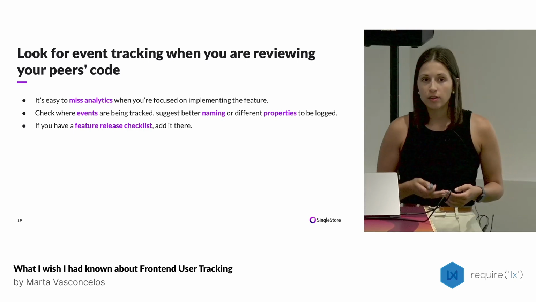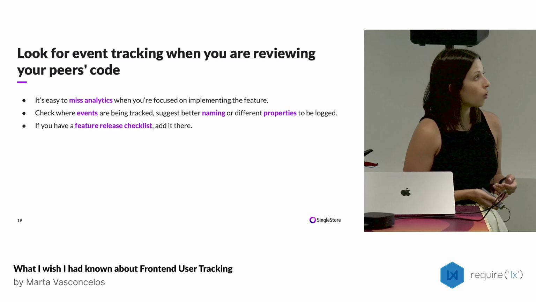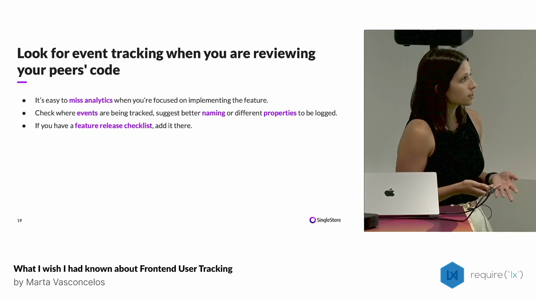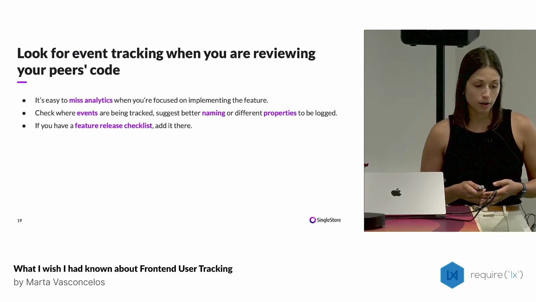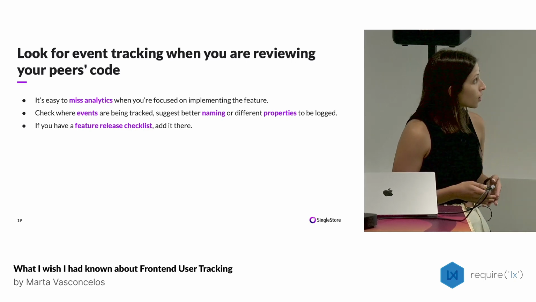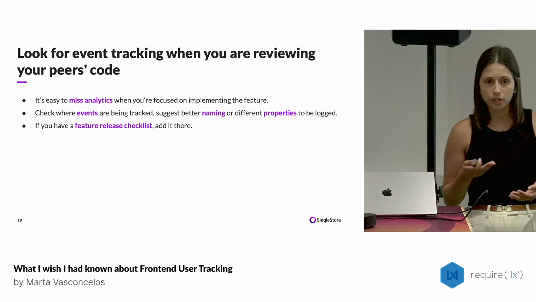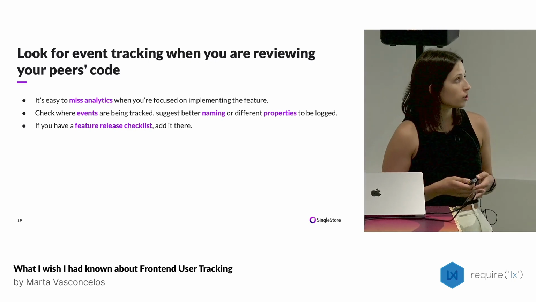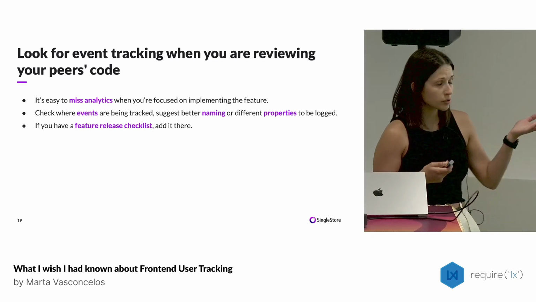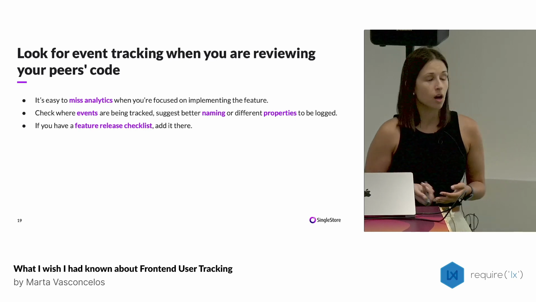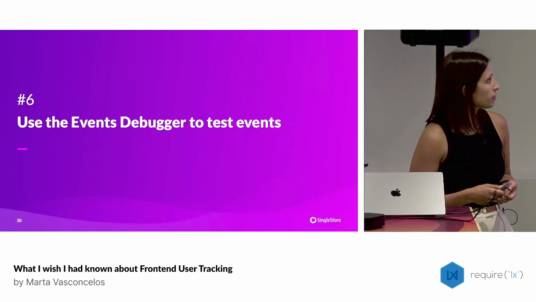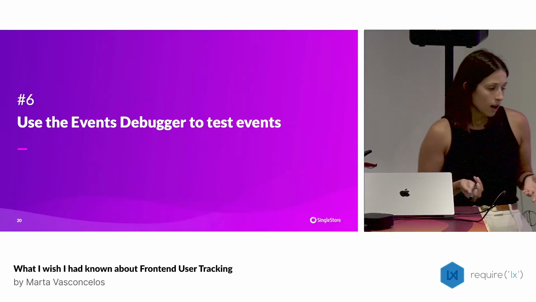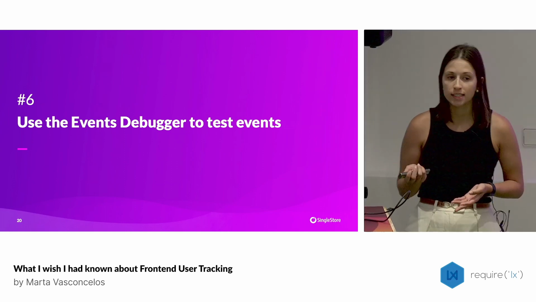You may suggest other properties or other things that you might find important to log. And even if you have a feature release checklist, add it there to be sure you're not missing. We don't have a checklist, so we always rely on the code reviews. And then, hopefully, everyone tests their code.